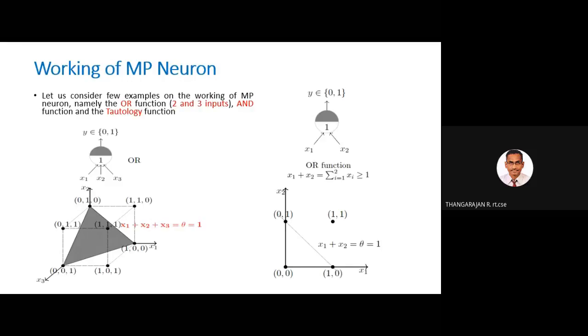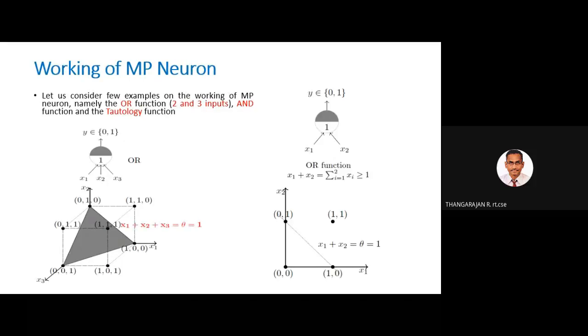This corner of the cube is where all inputs are 1. The opposite is where all inputs are 0, and this is 0, 0, 1, likewise. So you can draw every axis x1, x2, x3. I put them down in the form of axes, and what I have done is draw a cube. Now, what is our job? Our job is to convert this McCulloch-Pitts neuron into an OR gate.